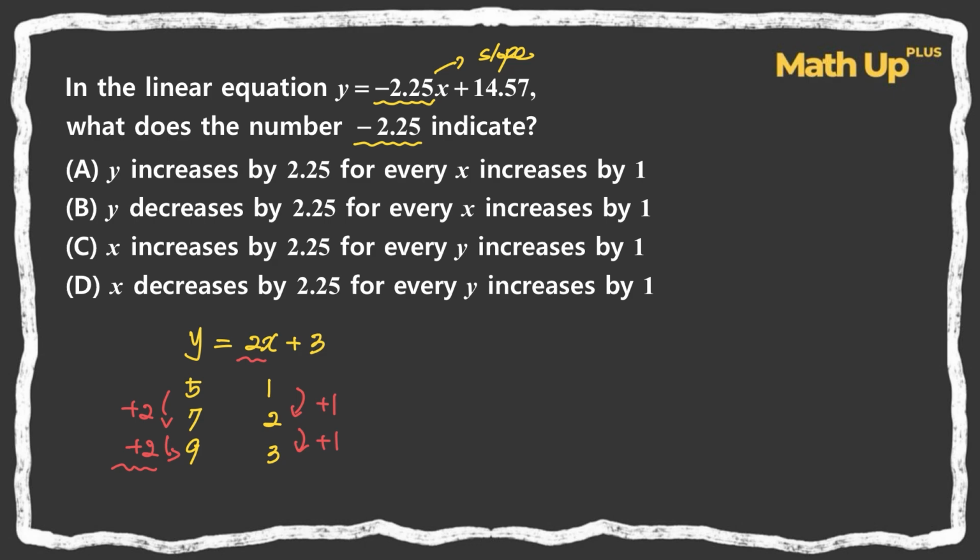Slope is negative 2.25, right? That means as x increases by 1, y, since it's a negative, decreases by 2.25. This is what slope means. So the answer must be B. Y decreases by 2.25 for every x increases by 1.